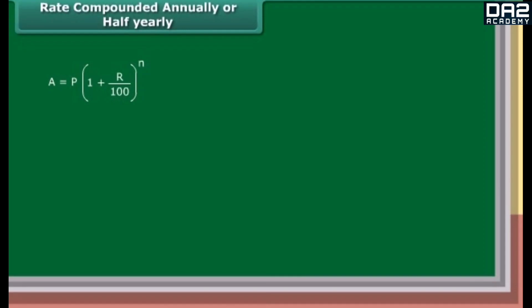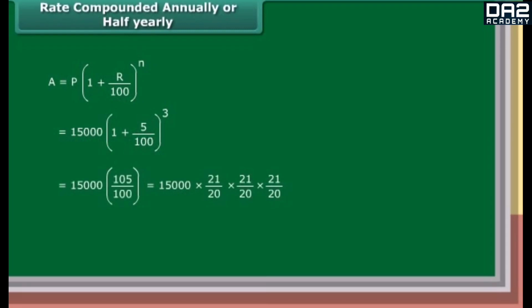A is equal to P into (1 plus R upon 100) whole raised to n, which is equal to 15,000 into (1 plus 5 upon 100) raised to the power 3, which is equal to 15,000 into 105 upon 100, which is equal to 15,000 into 21 upon 20 into 21 upon 20 into 21 upon 20, which is equal to 17,364.37 rupees.